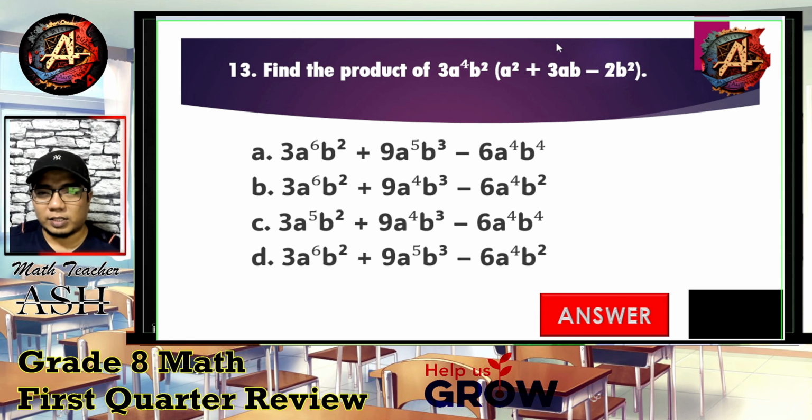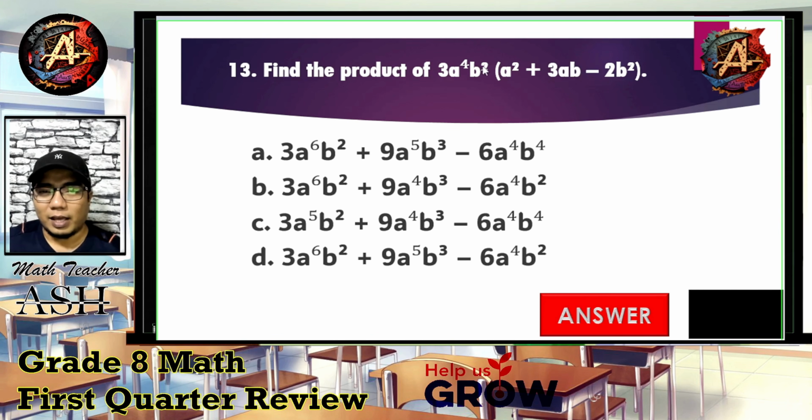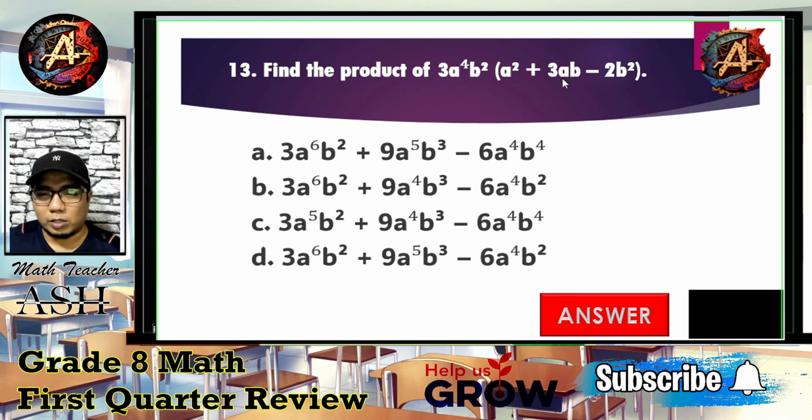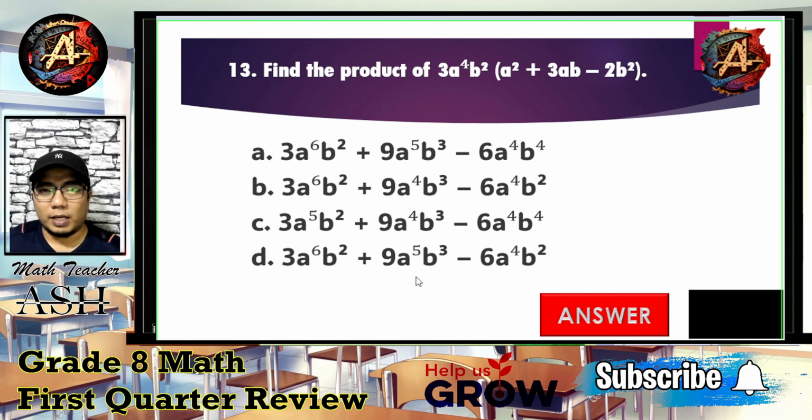Next is the second term. So 3 times 3, just follow the arrow, that would be 9. And then a to the fourth times a, there is an invisible power of 1 there. So that would be a to the fifth power. So letter B is already wrong. So we only have A and D as our remaining choices.